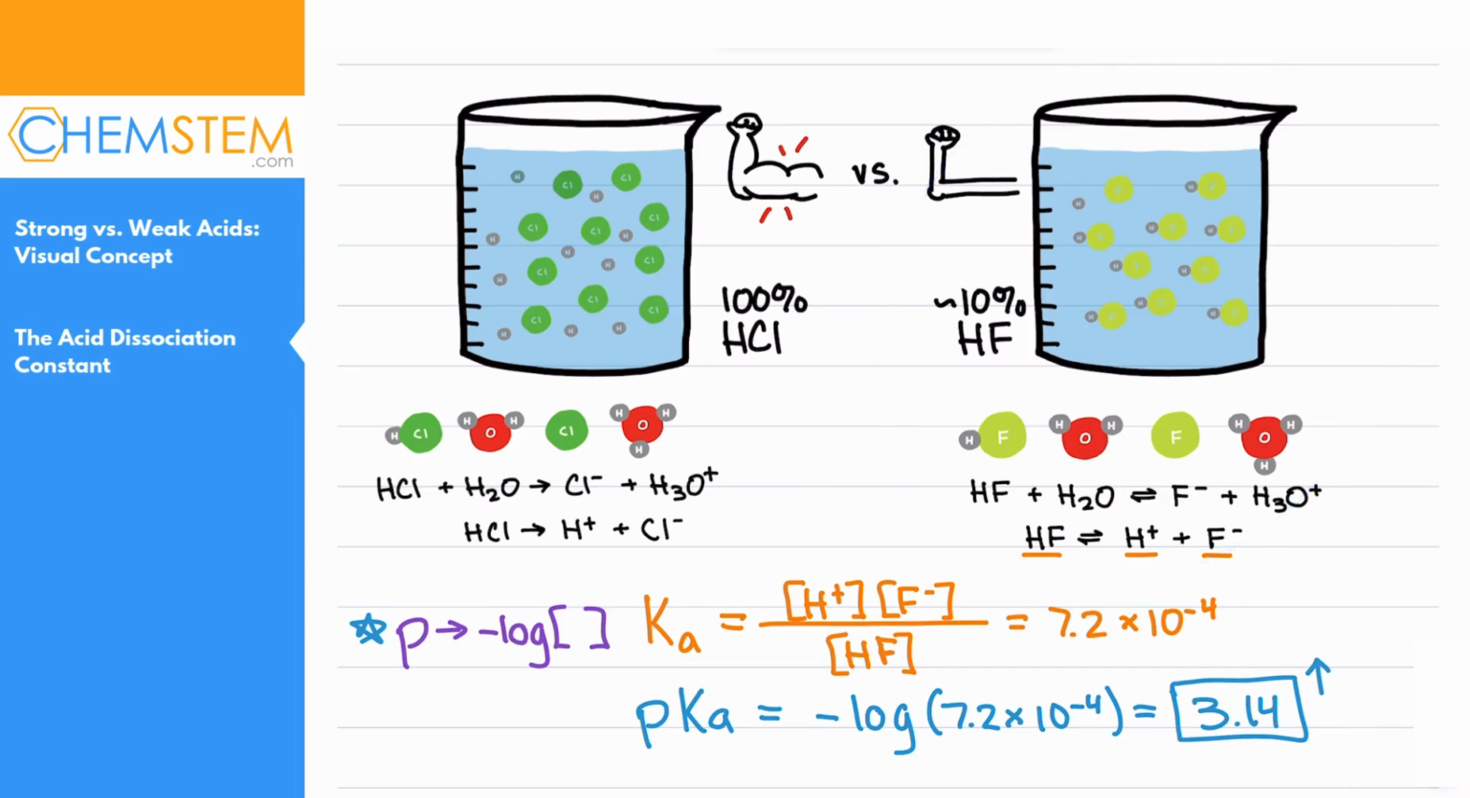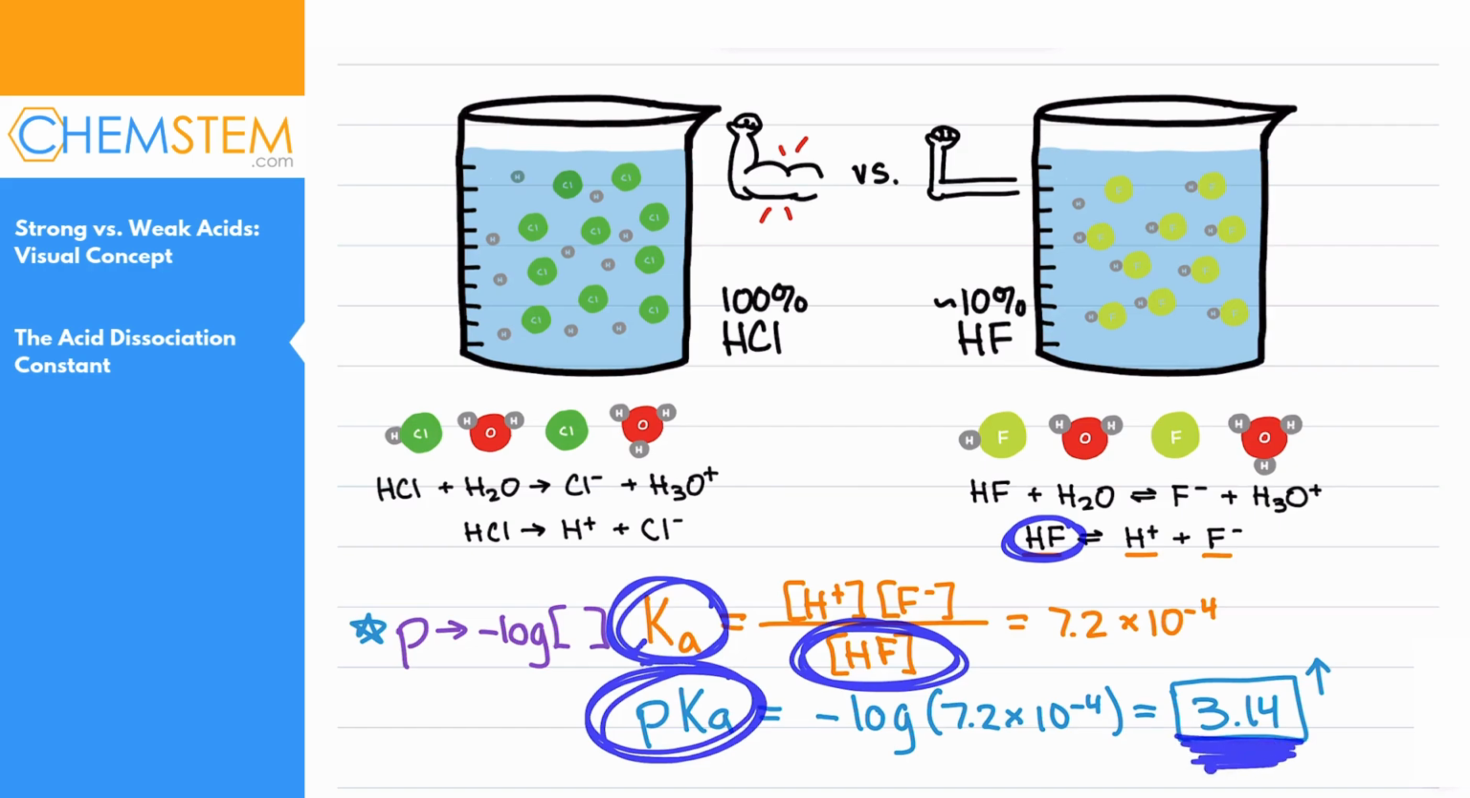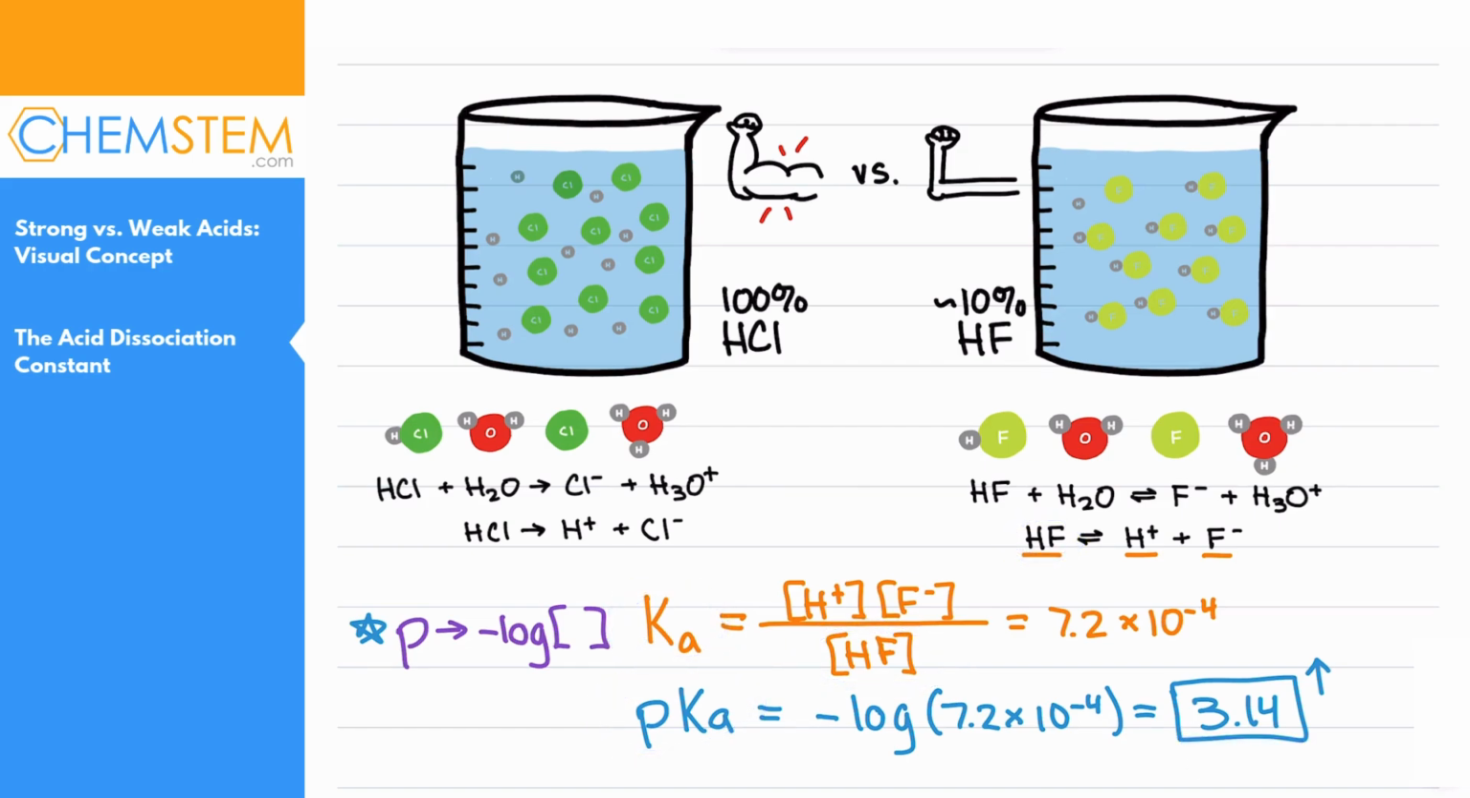Matter of fact, a weak acid will mostly not dissociate, so you're going to have a large denominator, which means you're going to have a really small Ka value. So small it can be annoying. So to help with annoyingly small numbers, we take the negative log of that number, and that gives us a more reasonable number. Larger pKa means a weaker acid.